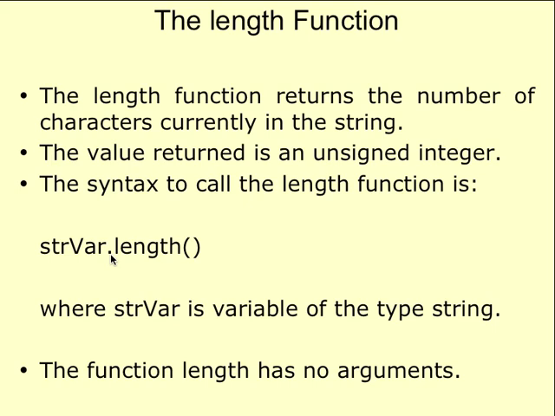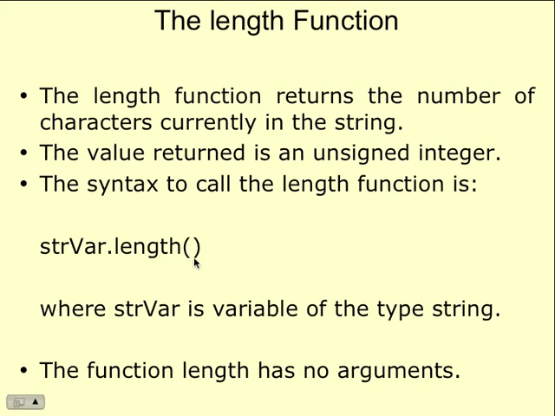We can go .length, which is we're running a method essentially on that instance of that object to get the length. So the length function returns the number of characters currently in the string, and the value returned is an unsigned integer, and the syntax to call it is right here, .length, where string is a variable of the string type.